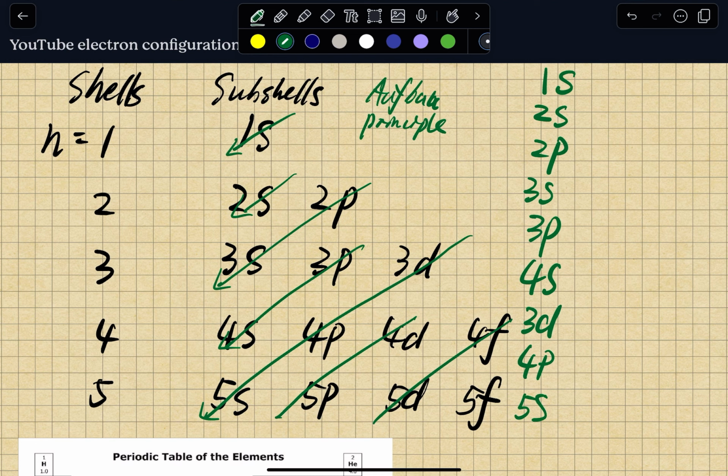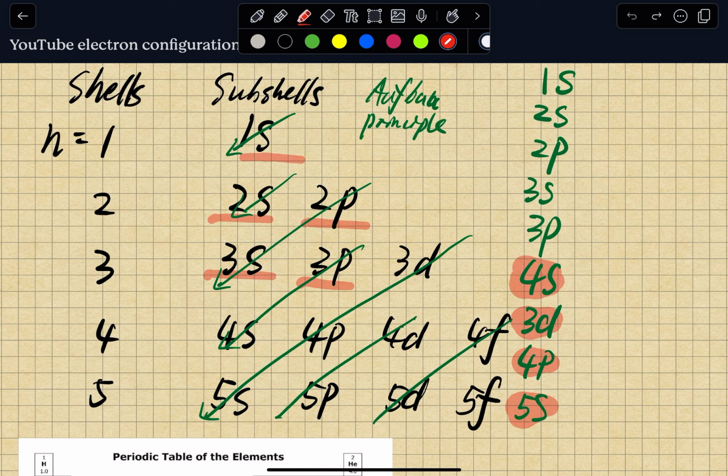What does that tell you? That tells you, if you were to rank the energy levels, you would find that 4s is lower than 3d, and 4p is lower than 5s. Just keep that in mind for now. It's not simply 1s, 2s, 2p, 3s, 3p, 3d, and then 4s. No, that's not the order.